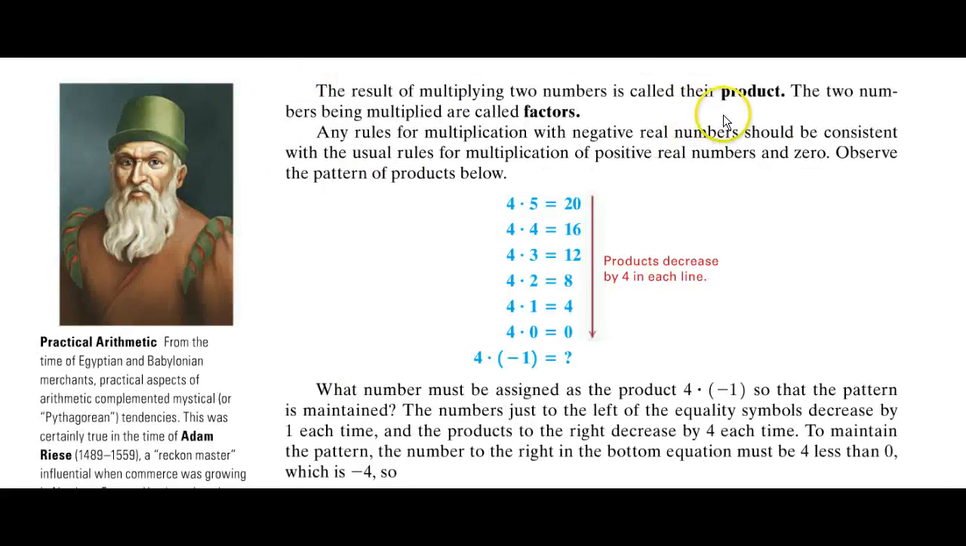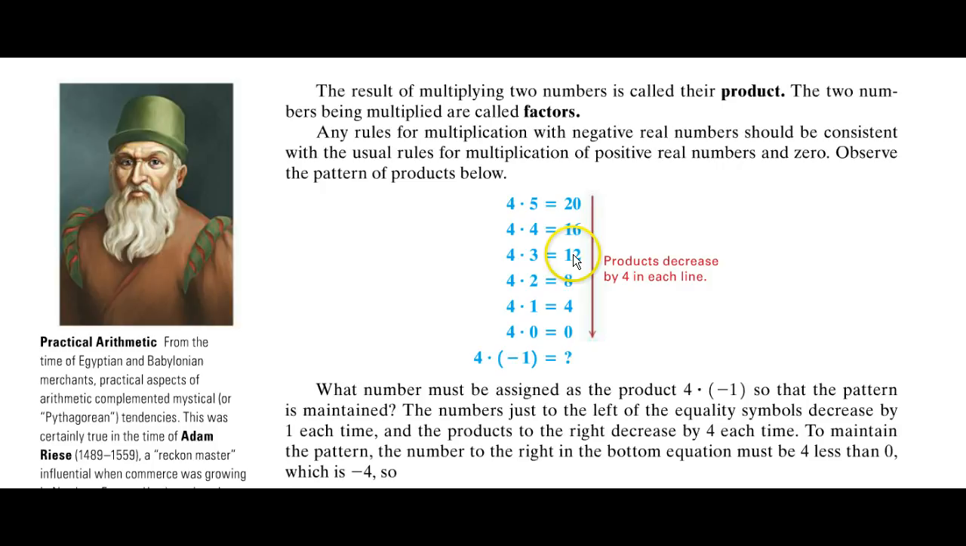Now, when we are doing the operation multiplication, the things we are multiplying are the factors, and the results are a product. So here we see, and we can indicate multiplication by putting a dot up in the middle between two numbers. And here the product decreases by 4 each time.